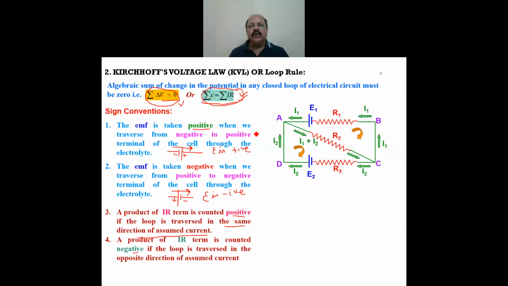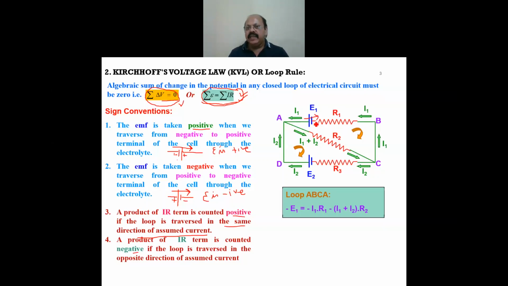Then you see the loops' direction. Here we are taking two loops. The first loop is A, B, C, A. The direction of the loop is from higher potential to lower potential, so the EMF E1 is negative, minus E1.